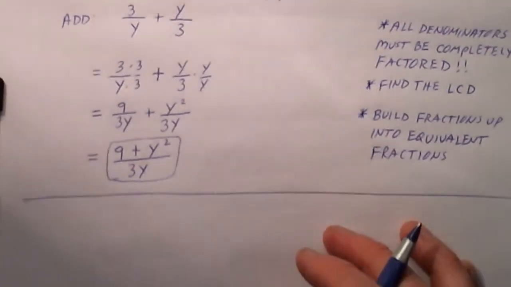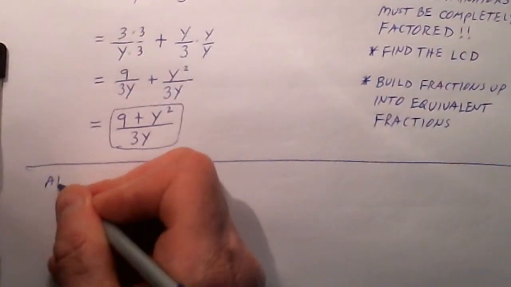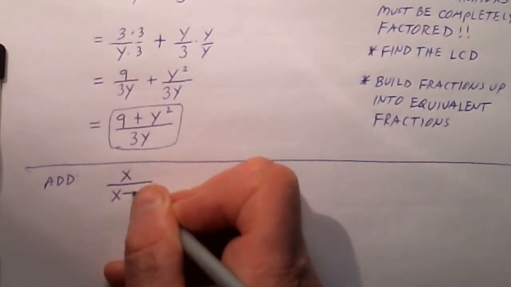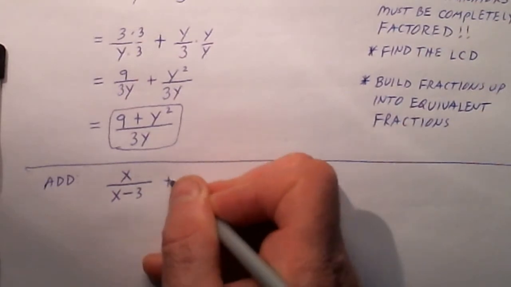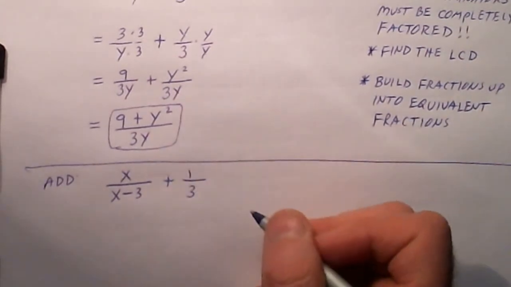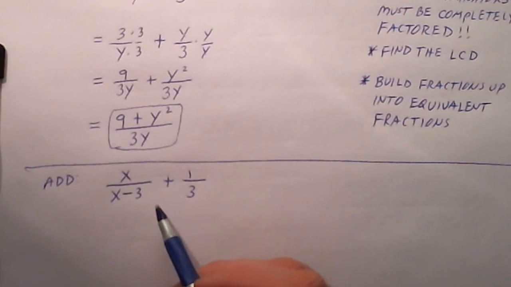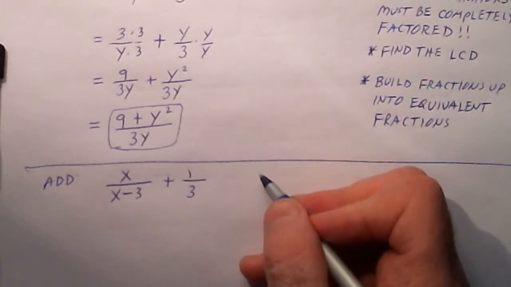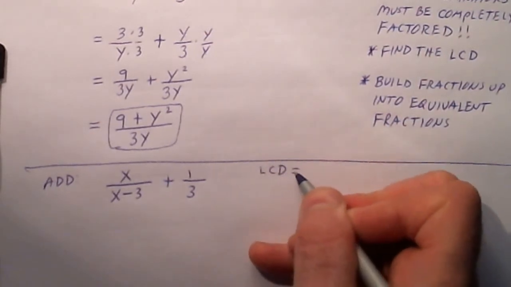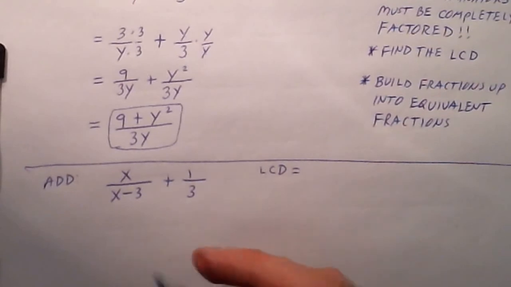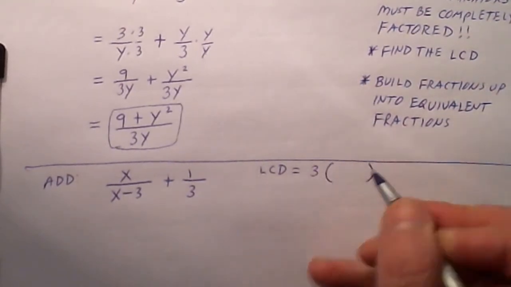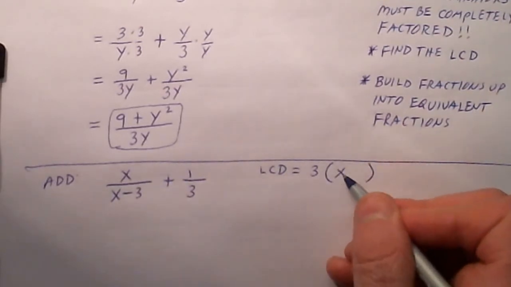Okay, let's try another one. We're going to take x over x minus 3, and to that we're going to try to add the rational expression 1 over 3. First of all, we have to make sure that all our denominators are completely factored, and they are. You cannot further factor x minus 3 or 3, and so now it's time to put together the least common denominator. So the least common denominator of both these rational expressions has to have a lone factor of 3 in it, and it also has to have the binomial factor of x minus 3.